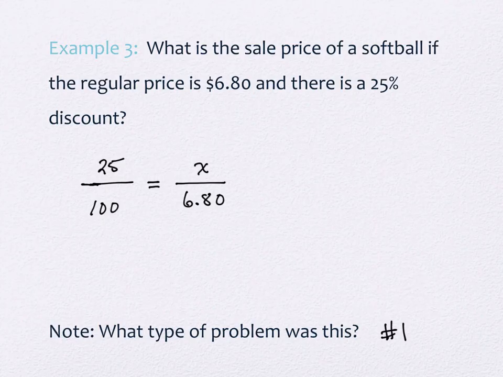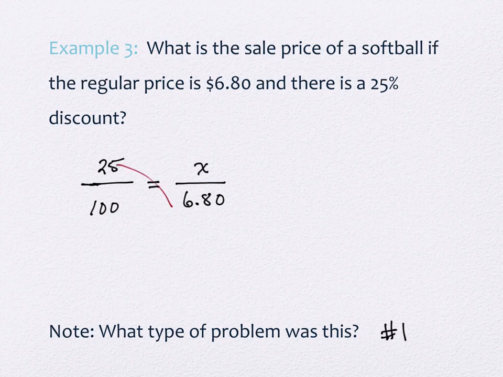We're finding how much we're saving. Okay, does that make sense? And why is that? Well, because it's across from 25%, and 25% was the discount. Okay, so when we get finished and we find X, we're not done. We're going to have to take that amount and subtract it off of the 680 if we go with this strategy. Okay, so let's cross multiply.